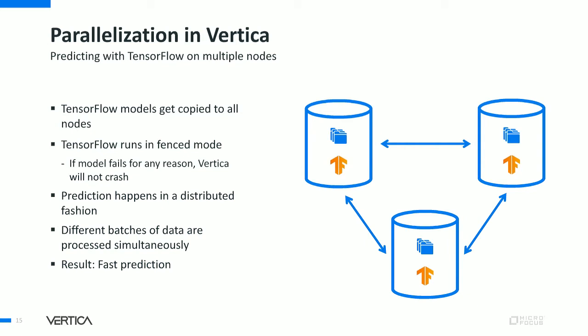And finally, prediction happens on each node. There are multiple threads of TensorFlow processes running, processing different little bits of data, which is faster, much faster than processing the data line by line, because it happens all in a parallelized fashion. And so the result is fast prediction.